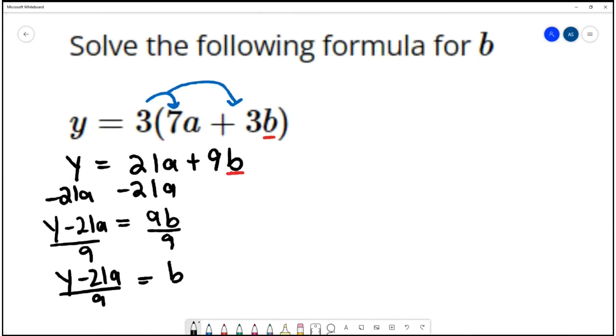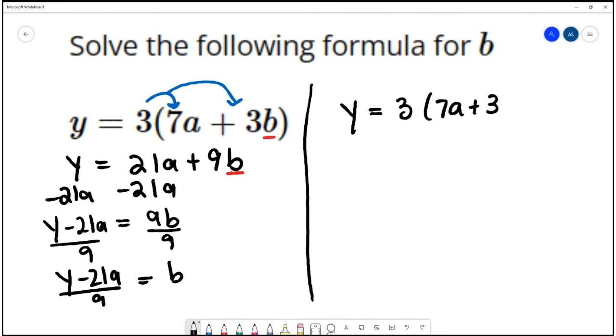I'm going to show you one more alternative that will also work. So let's rewrite the equation. y equals 3 times 7a plus 3b.